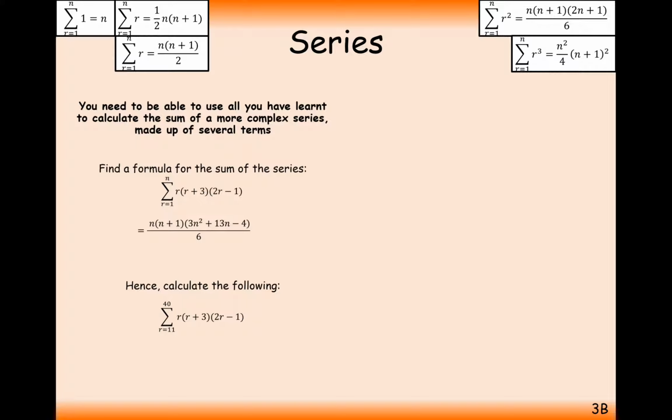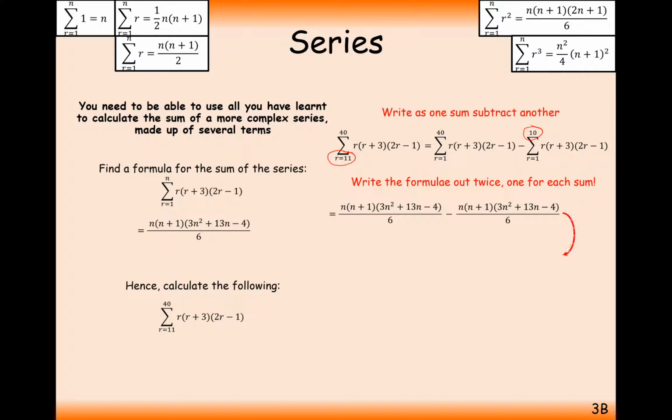So part B of this question here is hence calculate the following: the summation from 11 up to 40 of this sequence here. That's the same as this sequence here, so we should be able to use the formula here. It's going from 11 up to 40, so what we'll have to do is use the series formula from 1 up to 40, but then subtract the series from 1 up to 10. Remember, the 10 here is always going to be 1 less than where we want to start our summation from.